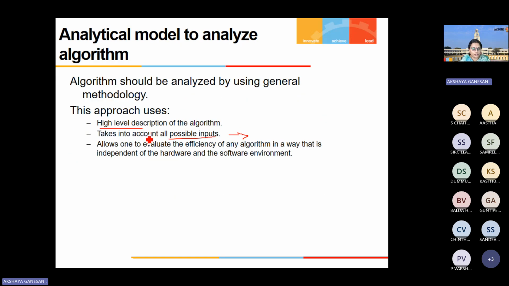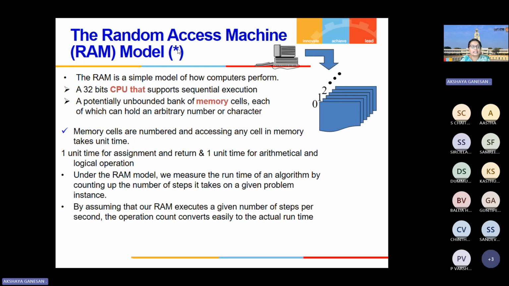It should take into account all possible inputs, and it should help us evaluate the efficiency of an algorithm independent of the hardware and software. So these three things have to be there in this analytical model to analyze an algorithm. Then only can we say it's a fair analysis and rely on it to judge between two algorithms, which is better or not better.